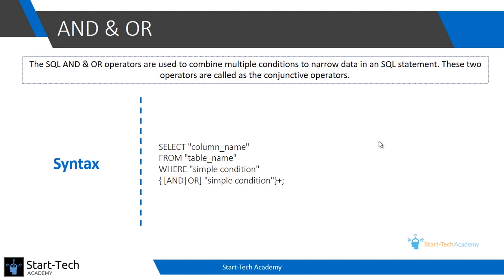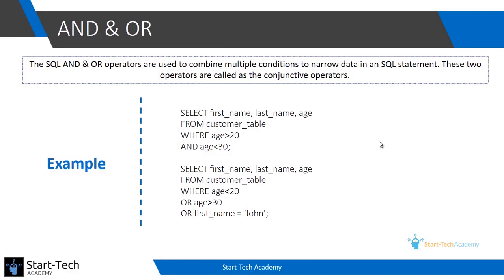Let us look at the syntax. We select columns from table name, where this will be condition 1. After this, if you want to have an AND operator, we will write AND. If you want an OR operator, we will write OR, and then we will specify the second condition. We can continue doing so. We can have n number of conditions. Let us look at an example.